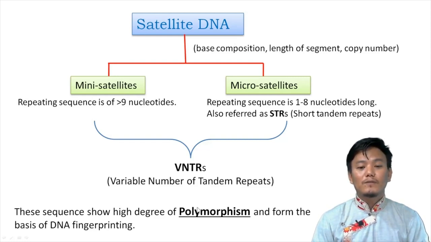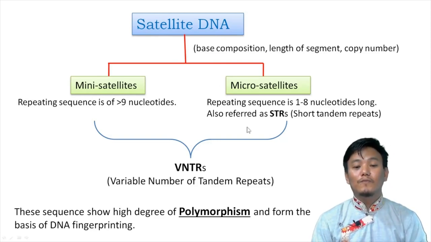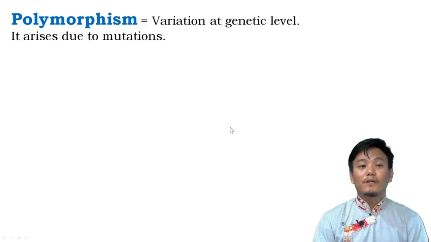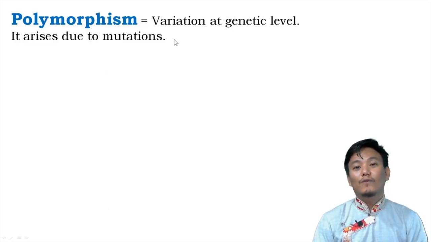So the high degree of polymorphism in the satellite DNA means the satellite DNA or the repetitive DNA sequence is variable from individual to individual. So high degree of polymorphism is the basis of the DNA fingerprinting method. Now let us try to understand the term polymorphism in detail. So polymorphism means variations at the genetic level. The variation at the genetic level is called polymorphism.